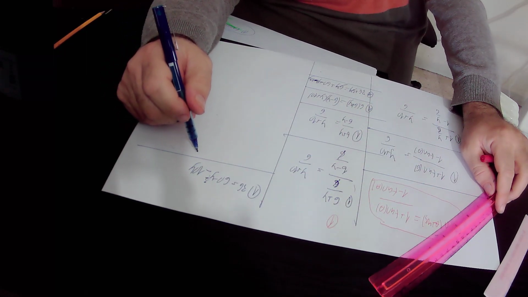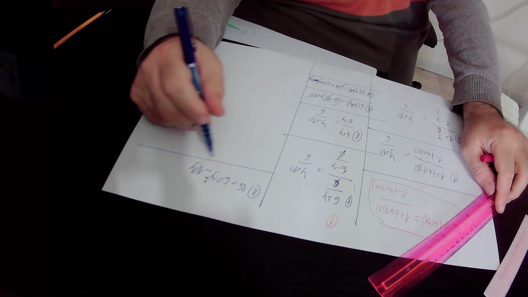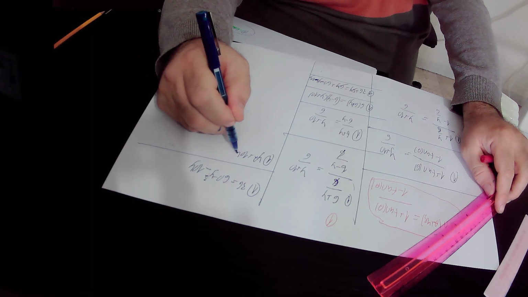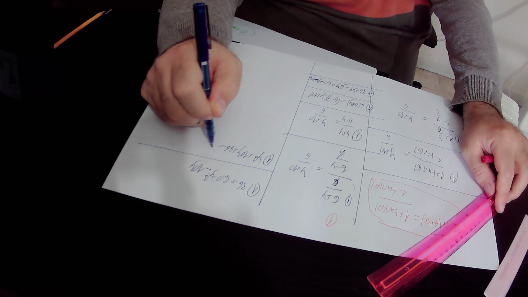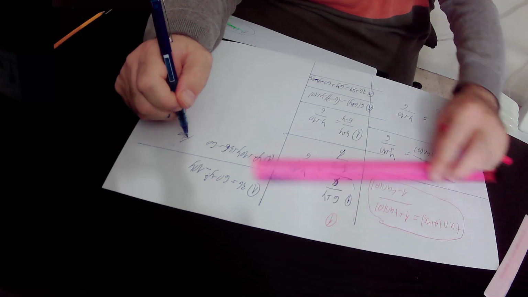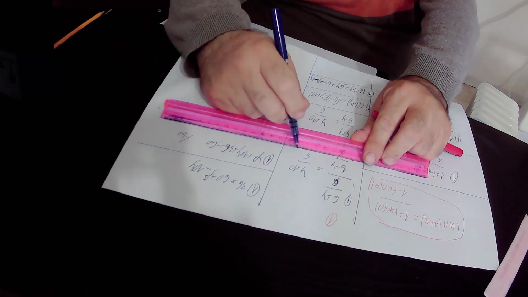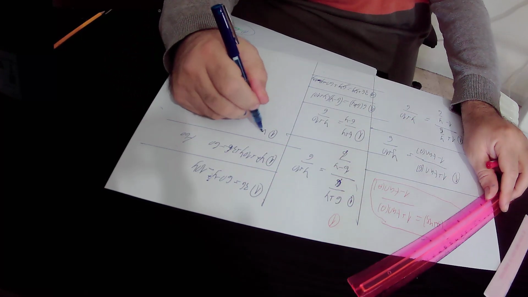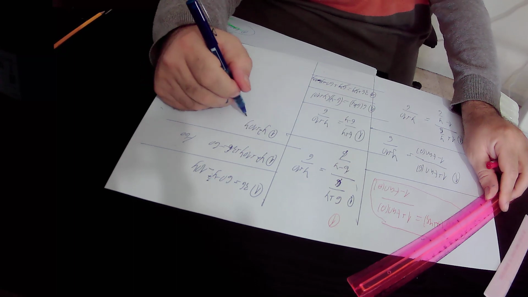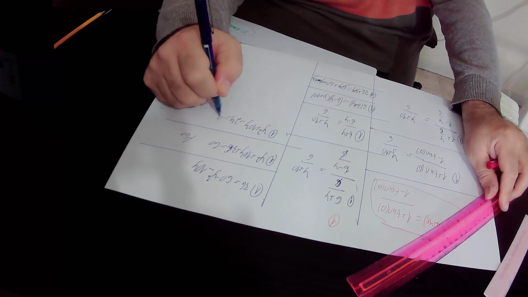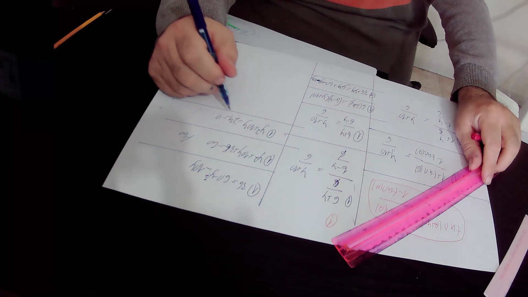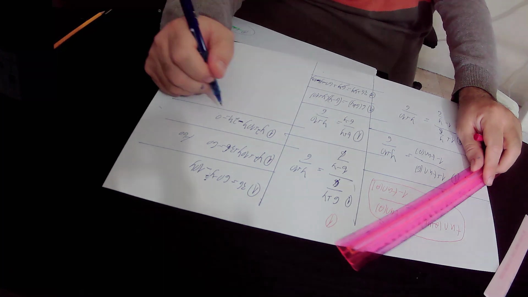Here we will add y squared and also 10y to equation number 1, and we will get y squared plus 10y plus 36 equals 60. We subtract 60 from equation number 1, and we get y squared plus 10y, 36 minus 60 is minus 24, equals 0. So this is the quadratic equation y squared plus 10y minus 24 equals 0.